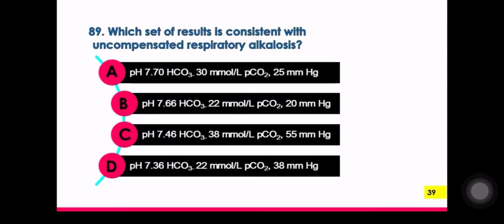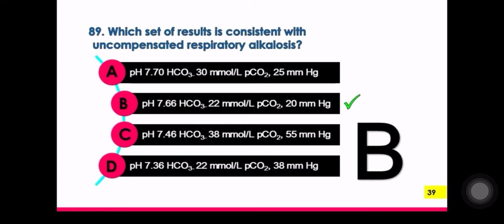Again, uncompensated respiratory alkalosis. Correct answer po is letter B po. Now, remember po, respiratory alkalosis po is caused by hyperventilation po, inducing low PCO2 po. Again, low PCO2 po for respiratory alkalosis po. So, because ang normal value po is 35 to 45 mmHg, mali na yung choice na letter C or letter D.